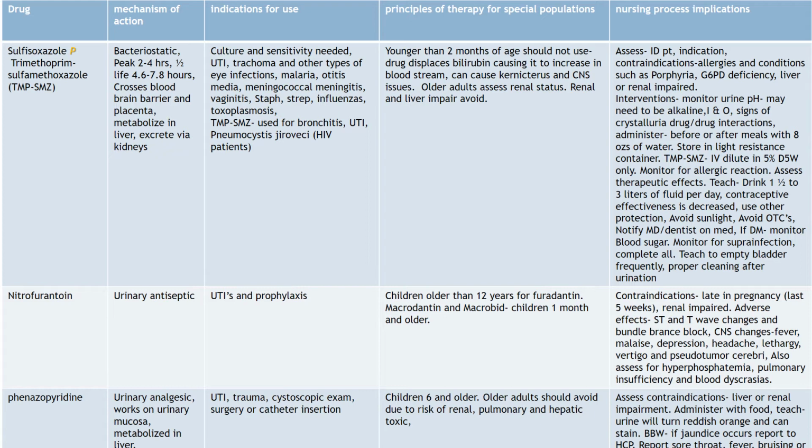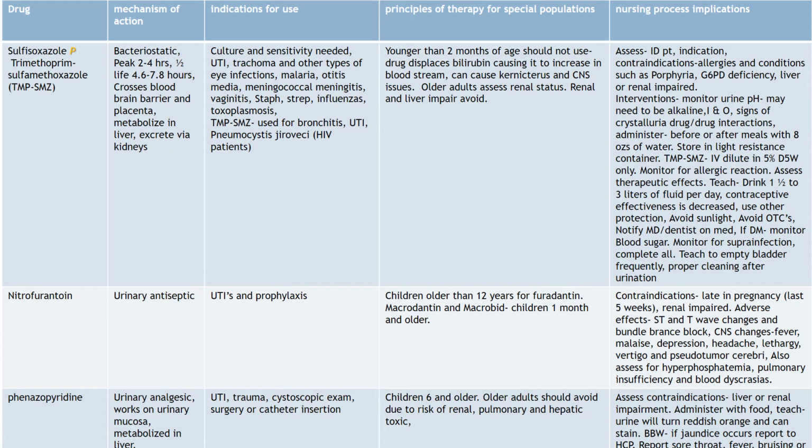If they're diabetic, monitor those blood sugars. Monitor for superinfections. This can cause a rip-roaring yeast infection, so we have to teach them signs and symptoms about that as well. And teach to empty the bladder frequently and proper cleaning after urination.